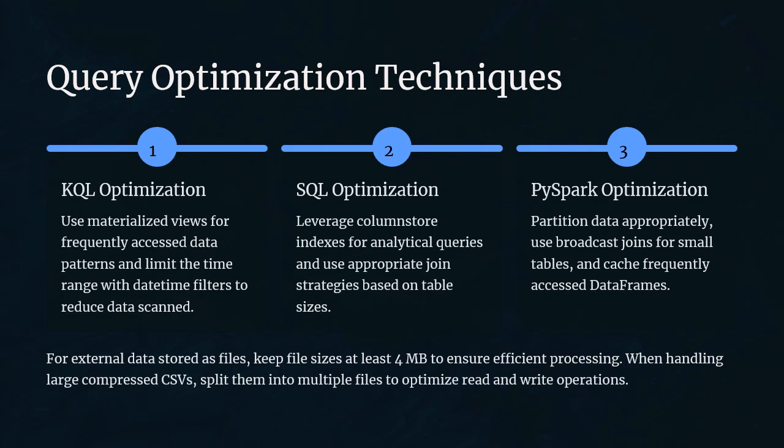When working with PySpark, partition your data appropriately to parallelize processing effectively. Use broadcast joins when joining small tables to avoid expensive shuffles, and cache frequently accessed data frames to speed up iterative operations. For external file-based data, keep file sizes at least 4 megabytes for efficiency and split large compressed CSV files into multiple chunks to optimize read and write throughput. Applying these targeted optimizations helps you reduce resource consumption, improve query responsiveness, and support larger scale analytics workloads.